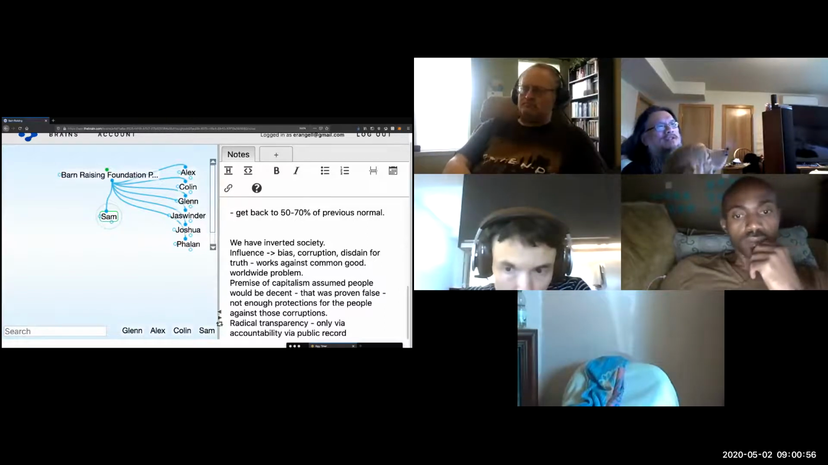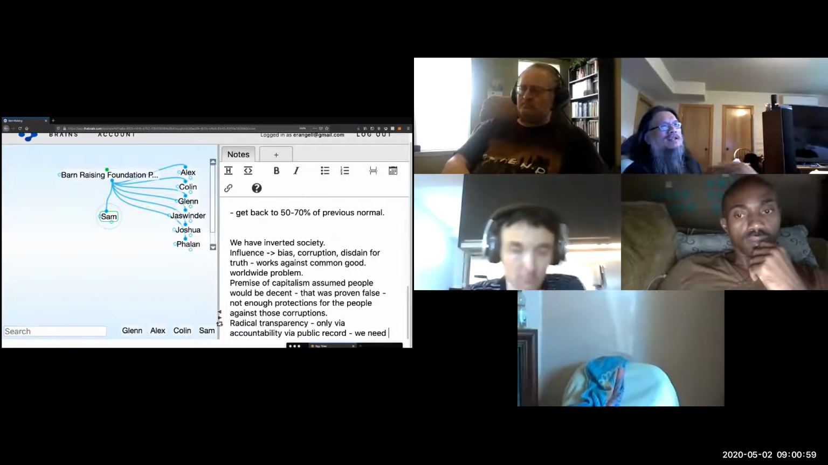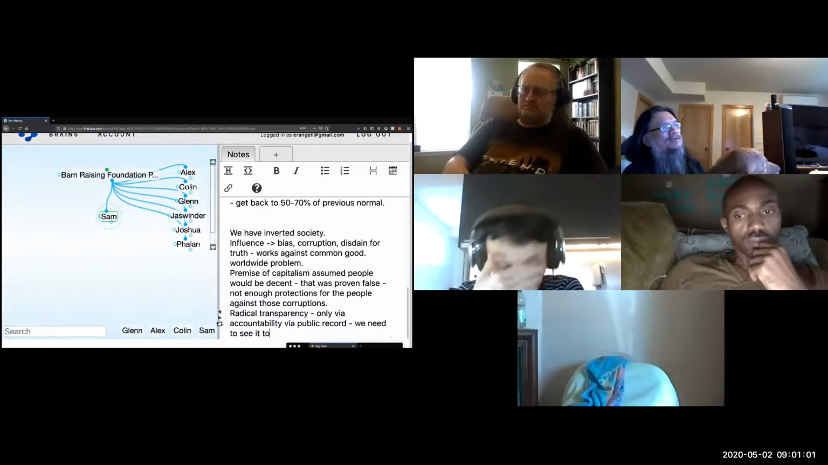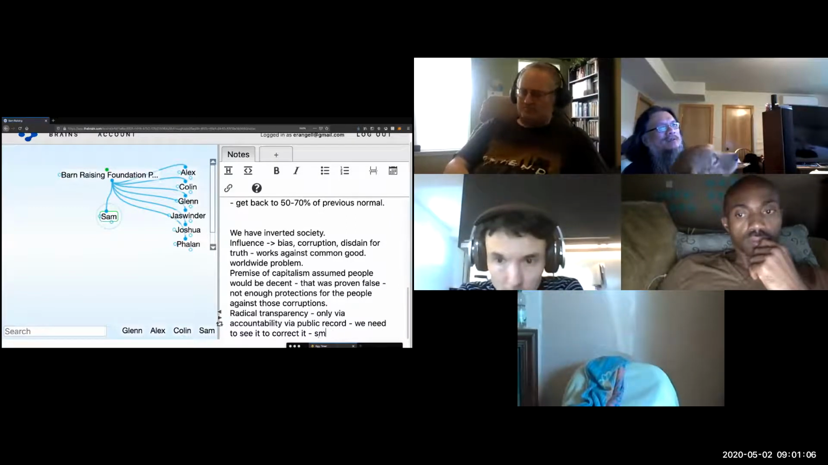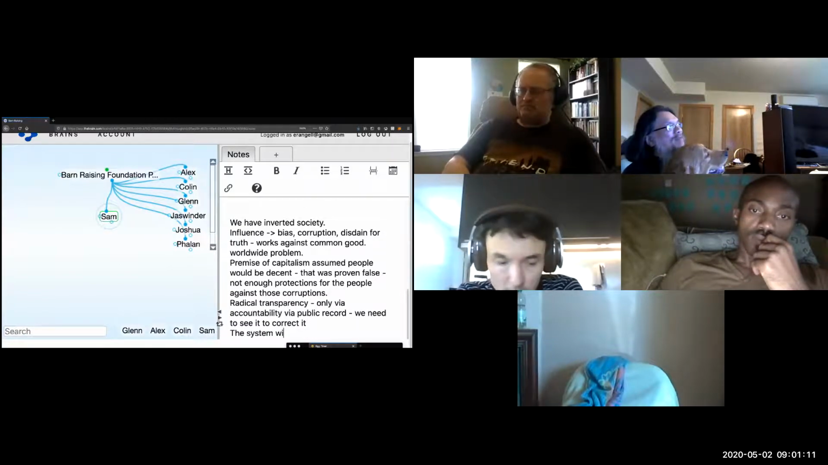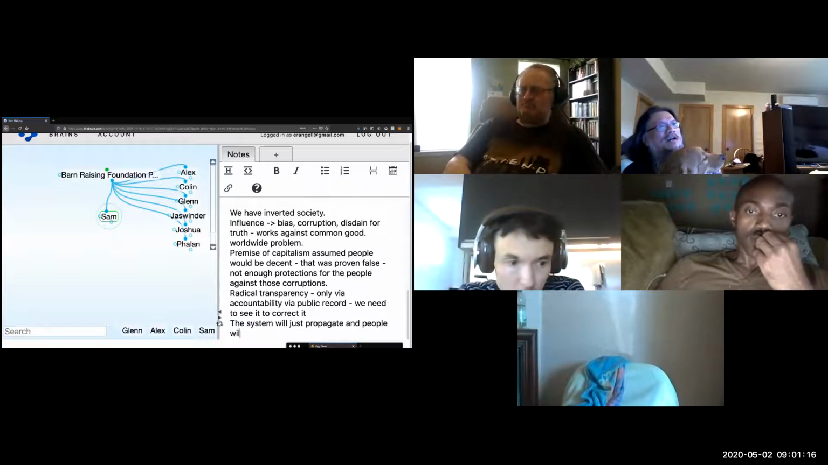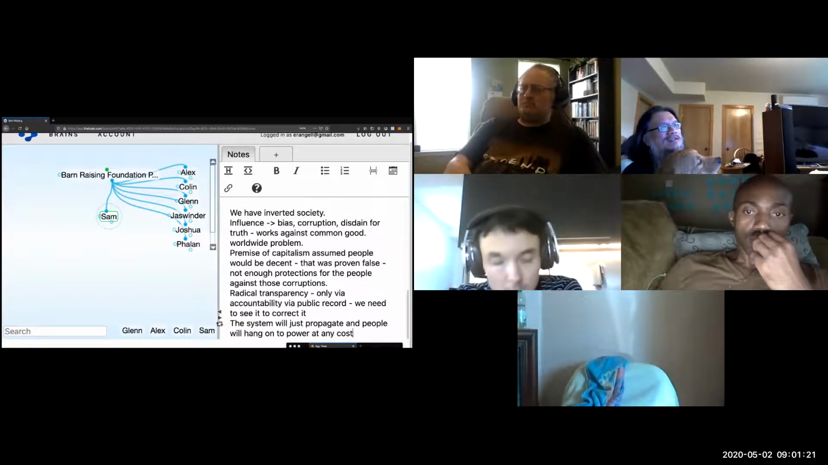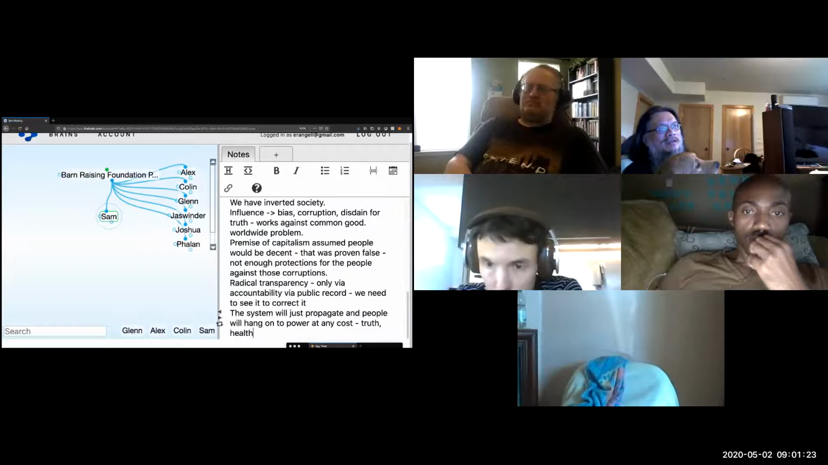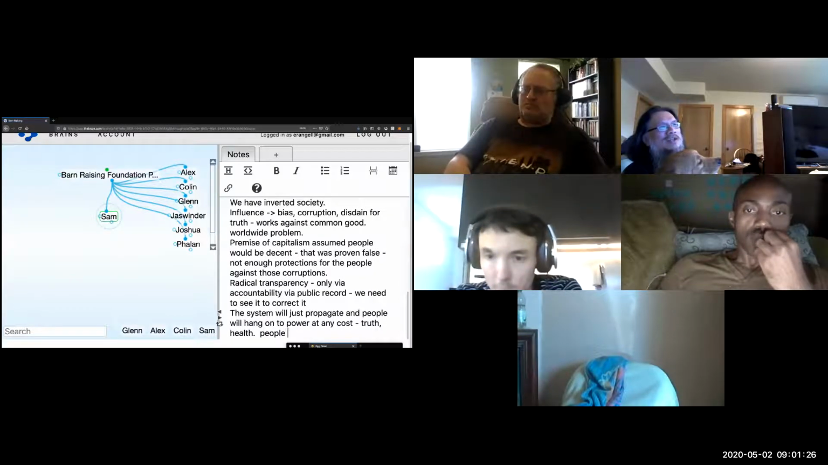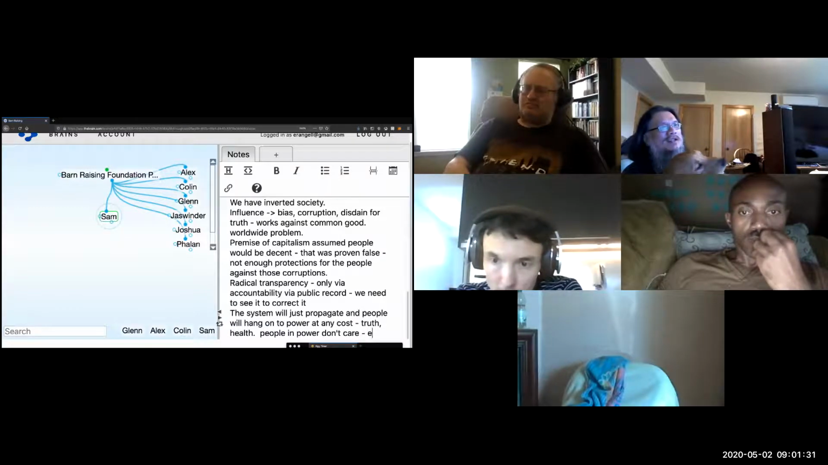If we allow secrecy, if we allow the small number of parties to still exercise their influence, the billionaires, the insiders, the committee members, the system will just propagate. And those who hang on to power will still continue to hang on to power at any cost. Truth is a cost. Health is a cost. People's rights are costs. And those people in power don't care. They have no consideration. Witness that Jared Kushner will say, oh, we had 60,000 people die. That's a success.